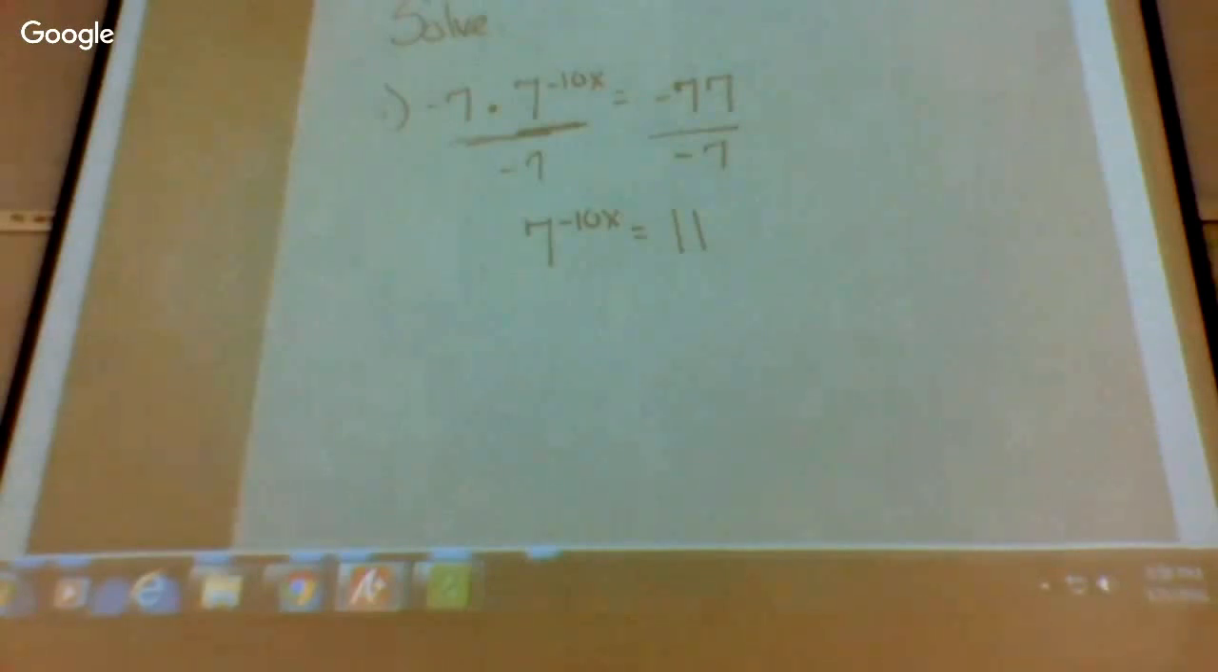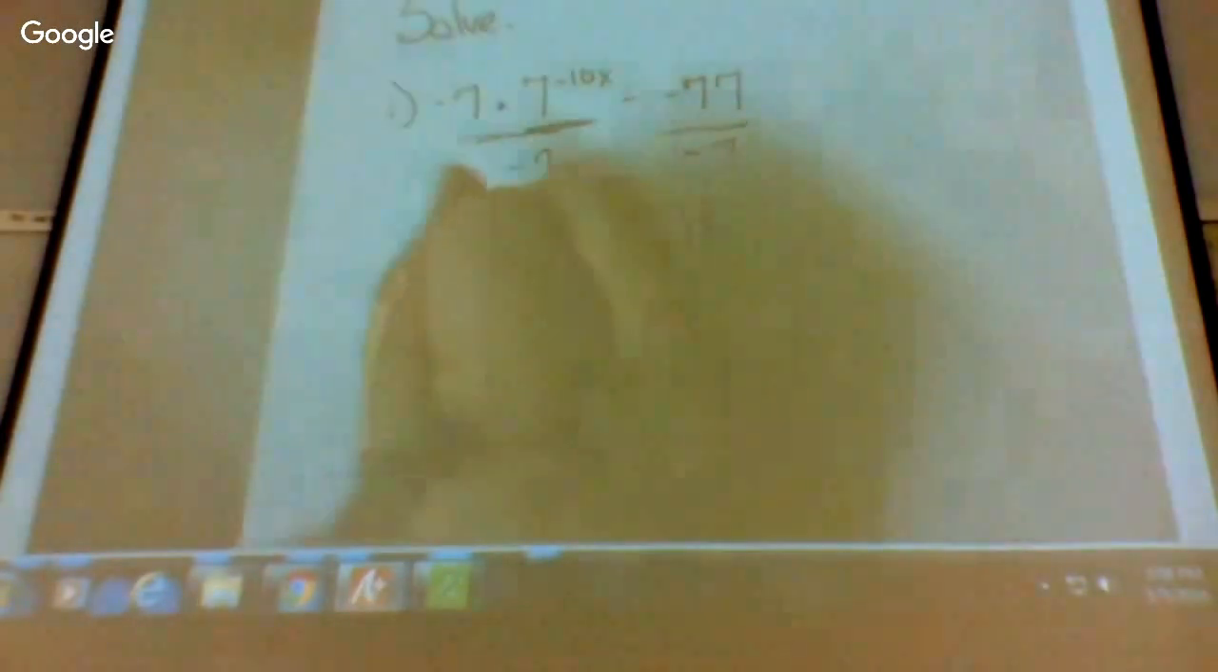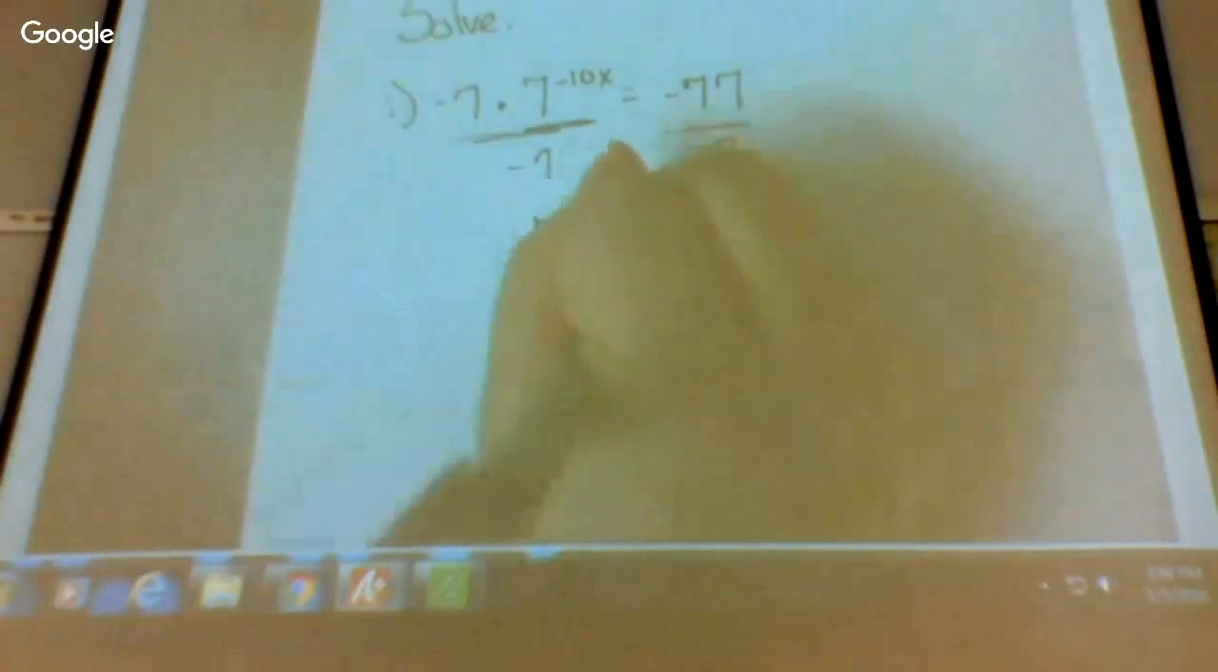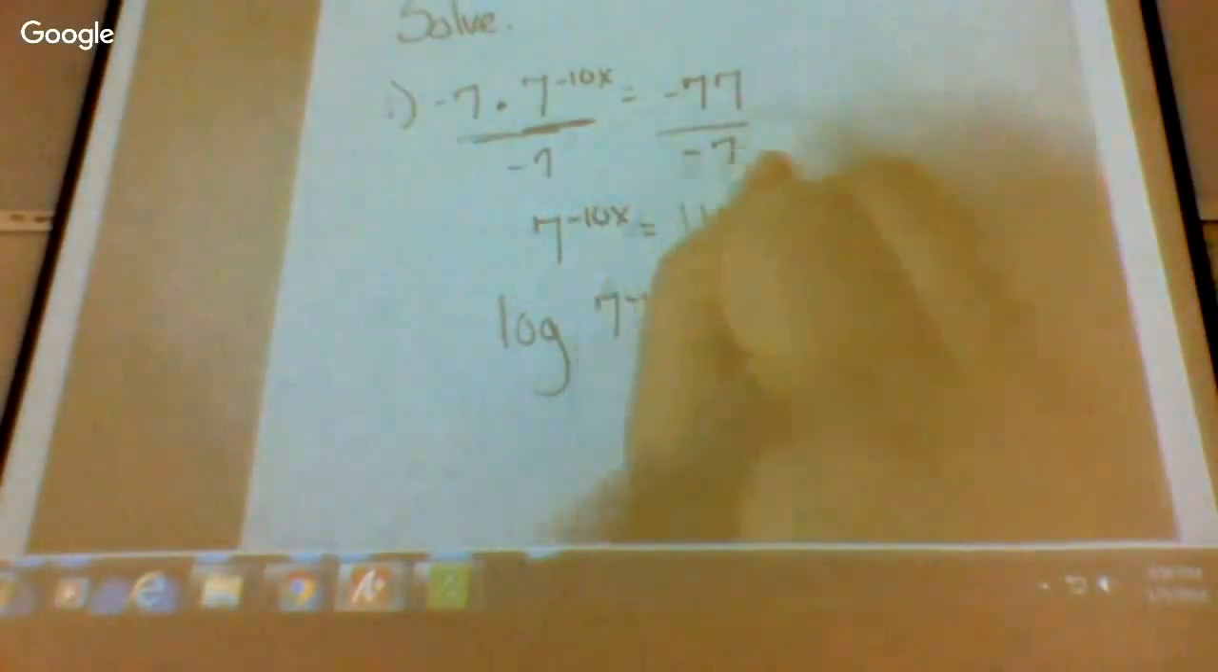Okay, now we have 7 to the power of -10x equals 11. Now, could you technically start plugging in numbers and guess? Well, yes, you could. If it's multiple choice, could you plug in numbers and start checking to see which one works? Yes. I'm not saying you can't do that, but the algebraic way to do it is not that bad. Okay? Logarithms allow us to pull things out of the exponent if we expand them. So I'm going to take the log of both sides. So I'm going to say, hey, I've got the log of 7 to the power of -10x equals the log of 11.